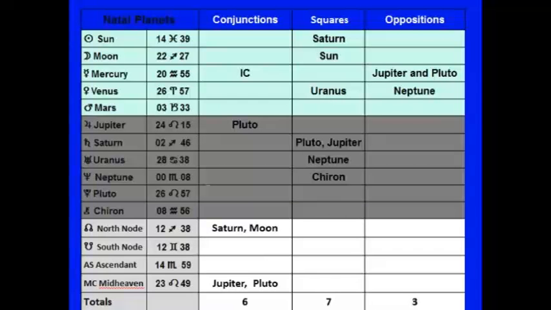And then when we look at the squares, we would look at 1, 2, 3, 4, 5, 6, 7. So you count each planet that you've written in. Hopefully you've only written it in once, and you would come up here with 7 squares. And then with the oppositions, there's 1, 2, 3 oppositions. So in terms of dynamic aspects, this chart has 16 dynamic aspects. That's quite a lot of dynamic aspects.